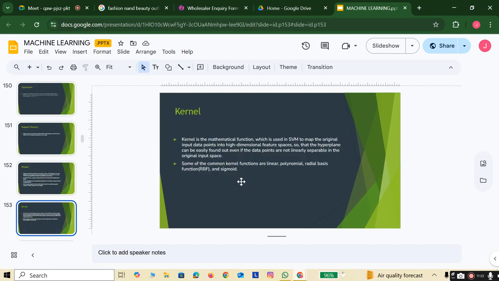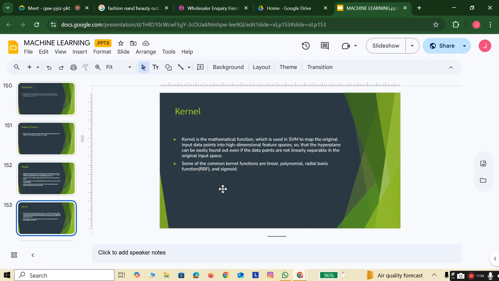Kernel. This is the mathematical function which is used in support vector machine to map the original input data points into highly dimensional feature spaces so that the hyperplane can be easily found even if the data points are not clearly separable in the original input space. Some of the common kernel functions are linear, polynomial, radial basis function, and sigmoid. This is a hyperparameter in support vector, and you should know it. Most of the time, we are always going to use linear or polynomial.